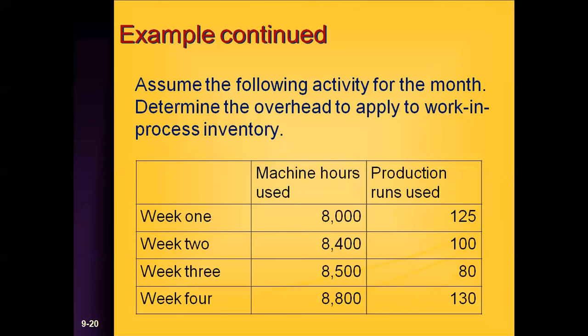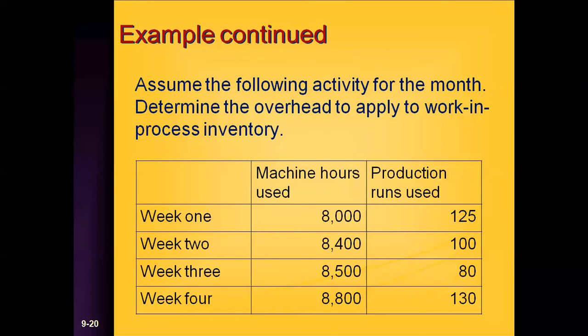So if we continue along with this particular example, let's say you get the following manufacturing activity, and they want you to apply the overhead costs to the work in process inventory. So they pretty much give you the stats associated with machine hours from week 1 through week 4. 8,000 in week 1, 8,800 in week 4. And then the production runs used are 125 in week 1, and it varies between week 2, week 3, and at week 4 they're up to 130. So pretty busy time in the factory in week 4.